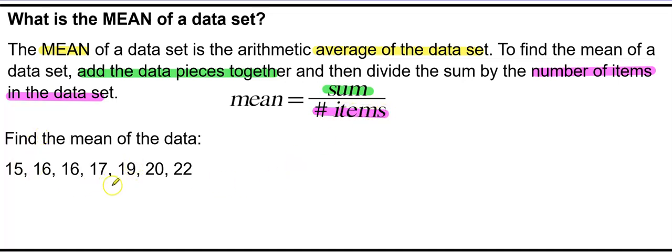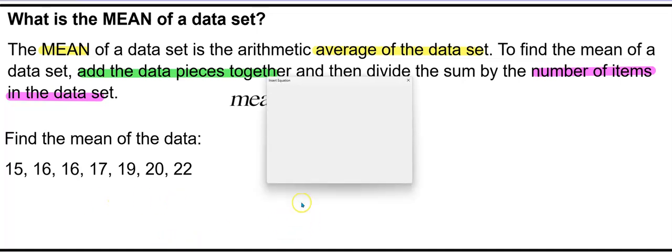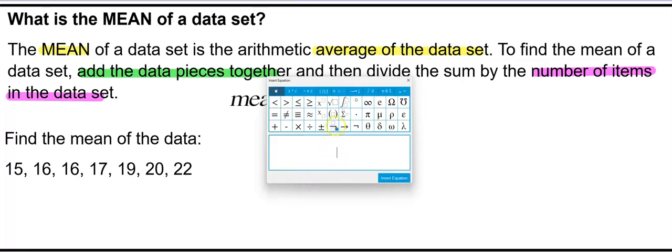All right, so if I give you this short little data set, it has just a few values here. Let's find the mean of that data set. The first thing I am going to do is say what I'm finding. I am finding the mean. To find the mean, I'm going to make a fraction, and I am going to add up all these pieces of data. Plus 17, plus 19, plus 20, plus 22.